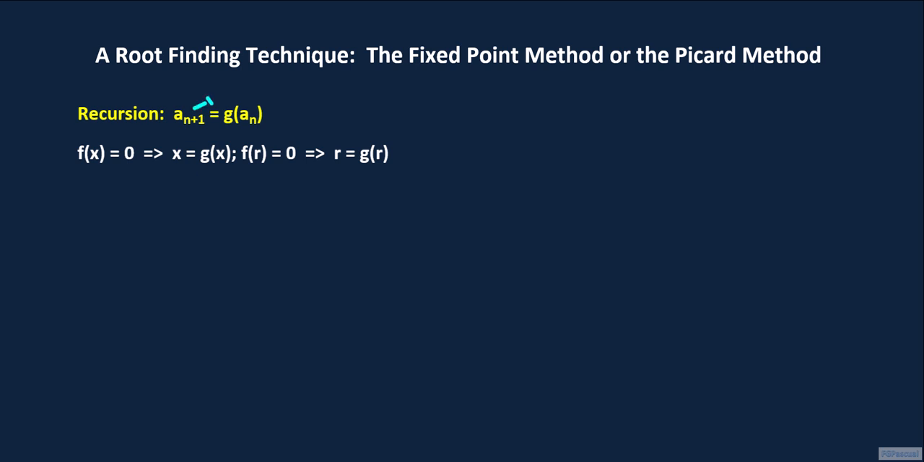We first subtract r from each side of the recursion equation. Recall that r = g(r), so that a_{n+1} - r = g(a_n) - g(r).